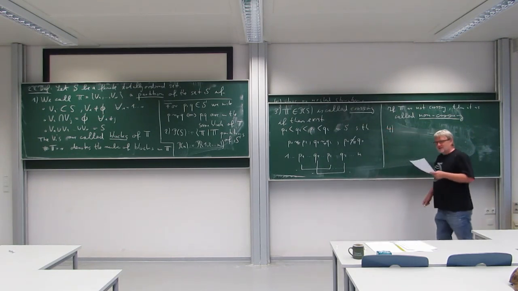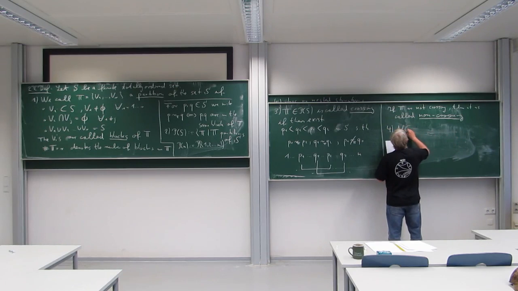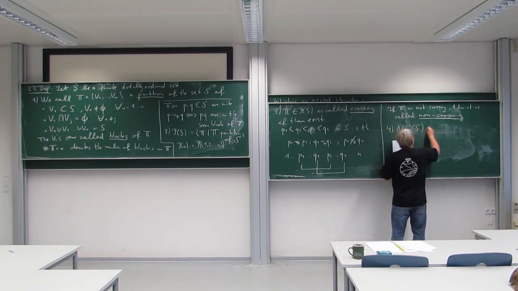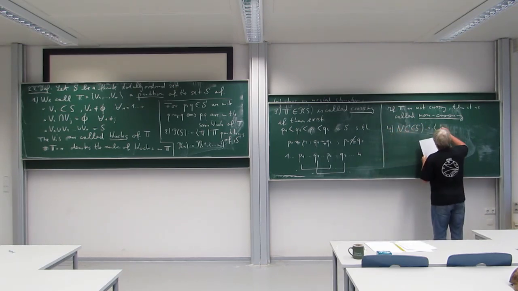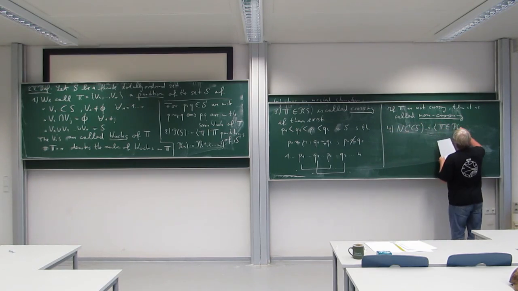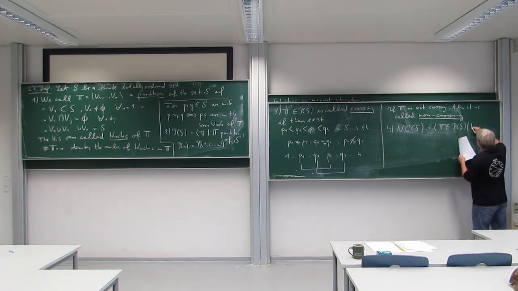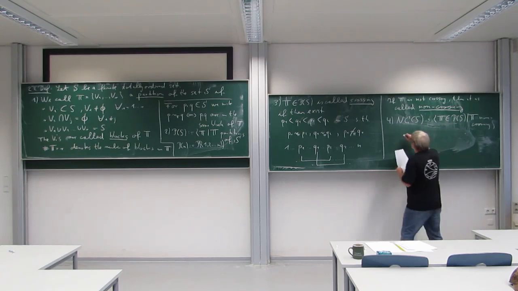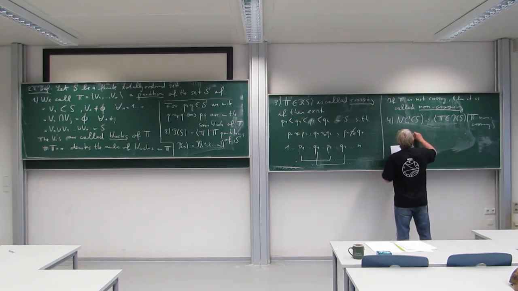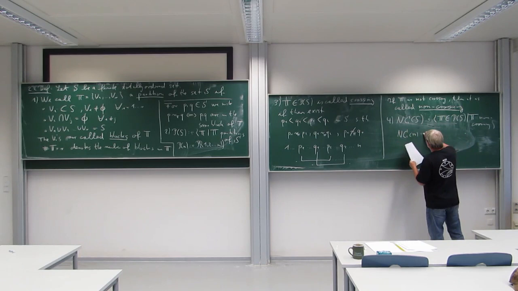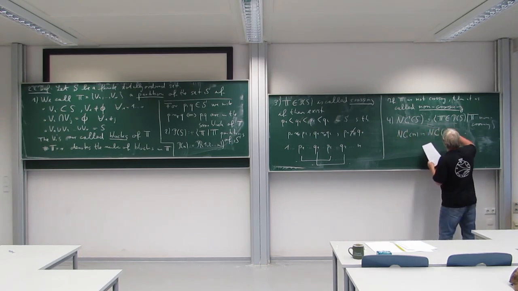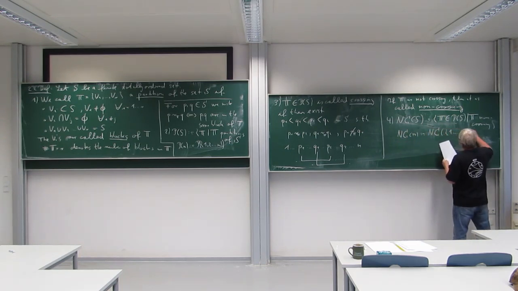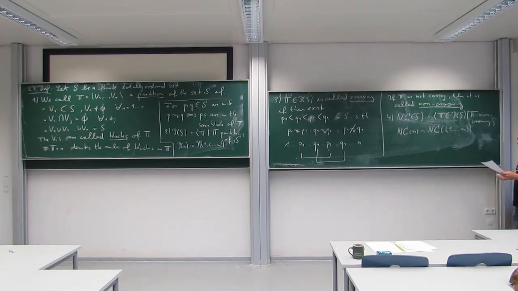and we denote them by NC. So NC(S), by definition, is the set of partitions of S which are non-crossing. And again, maybe the most important S is the numbers 1 up to n. Of course, we denote this by NC(n). So NC(n) is the same as the non-crossing partitions of the set 1 up to n.